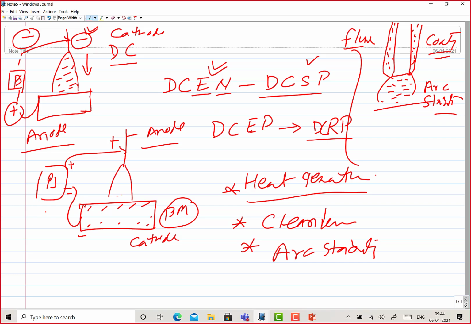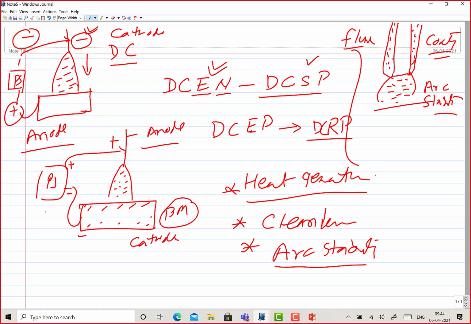fewer charged particles in the arc gap, and if the charged particles are few, then electrical conductivity will be low, and therefore the arc will be unstable. The arc will tend to get extinguished. So arc stability is affected by the polarity.